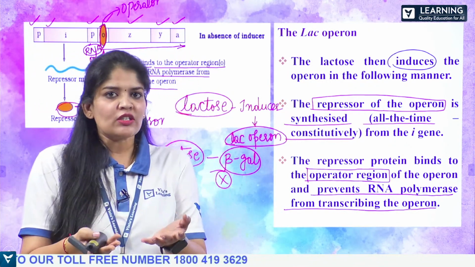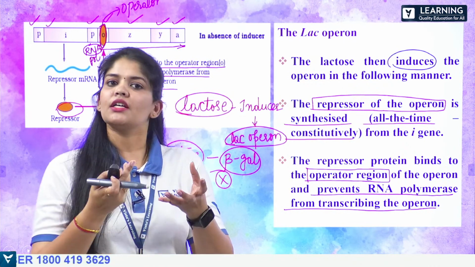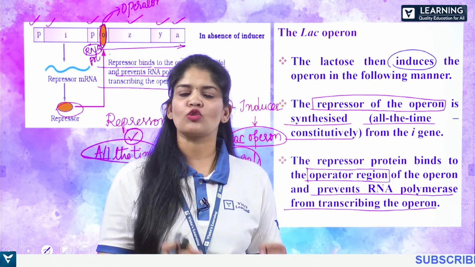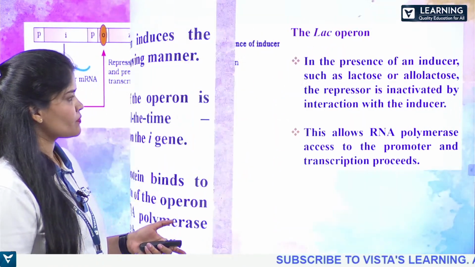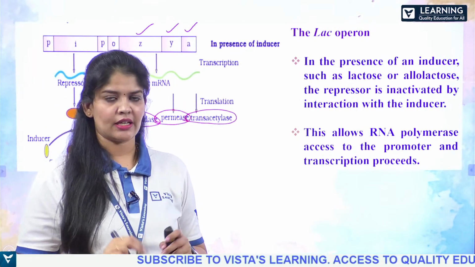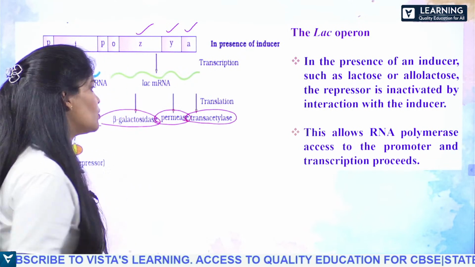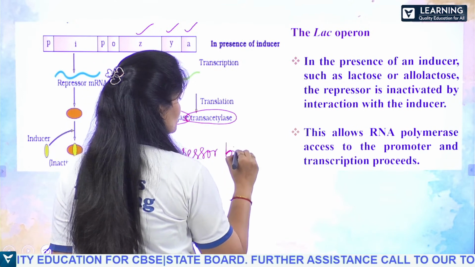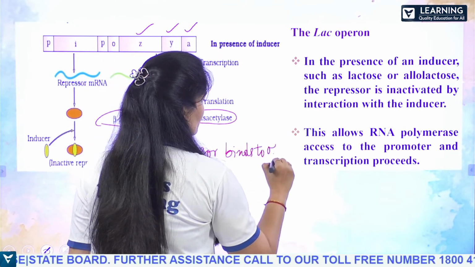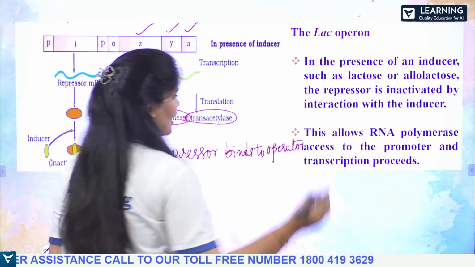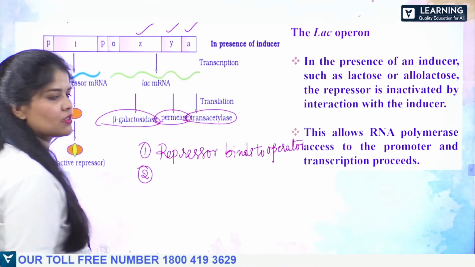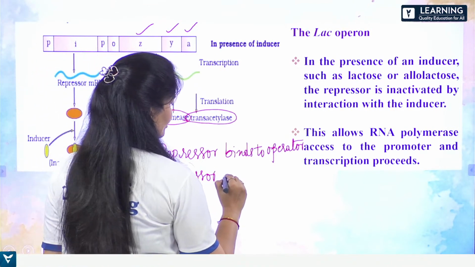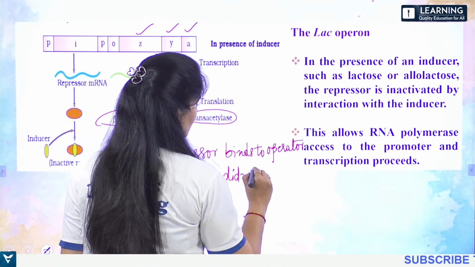If the lac mRNA is not transcribed, then there is no translation, there is no production of the enzymes. Beta galactosidase, permease and transacetylase are not produced. So now, this has happened. There are two cases. The repressor will be available all the time. So in one case, the repressor binds to the operator region of the lac operon. This is one condition. And the other condition is that the repressor does not bind.